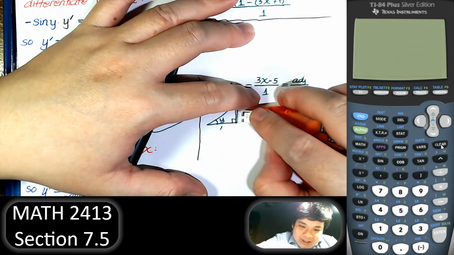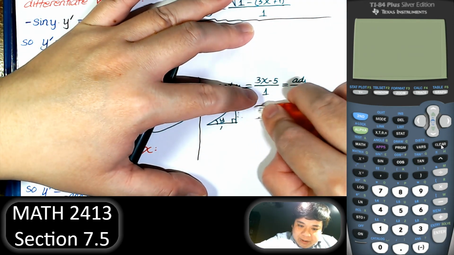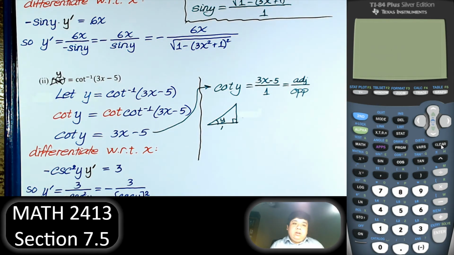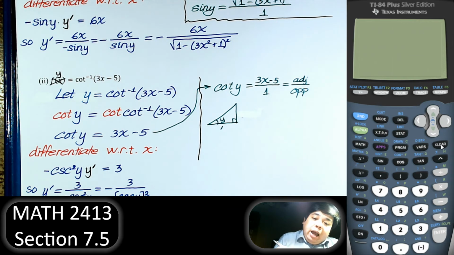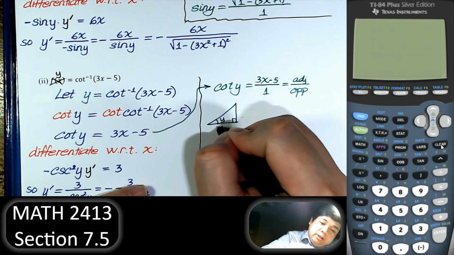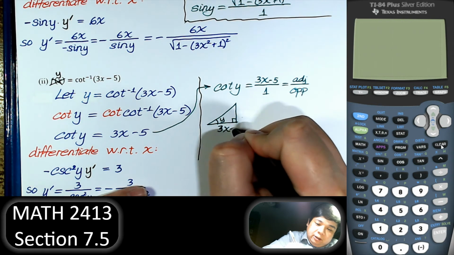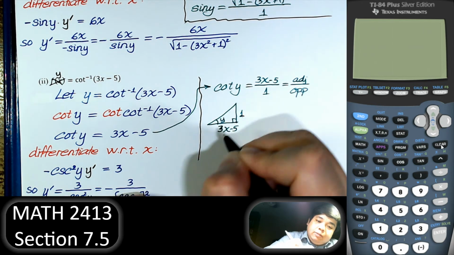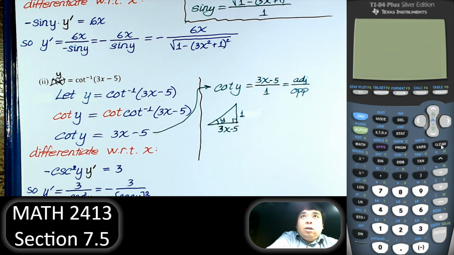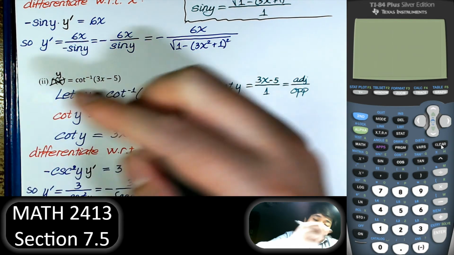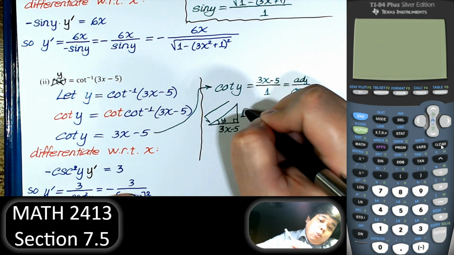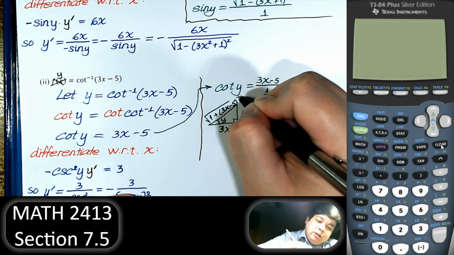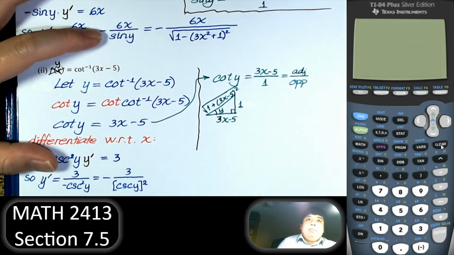Opposite. Right. Adjacent is 3x minus 5. Opposite is 1. And the hypotenuse is the square root of 1 squared, which is 1 plus (3x minus 5) squared. So that is the hypotenuse.